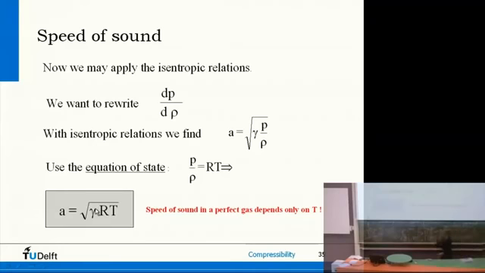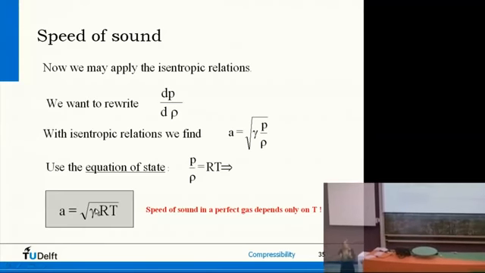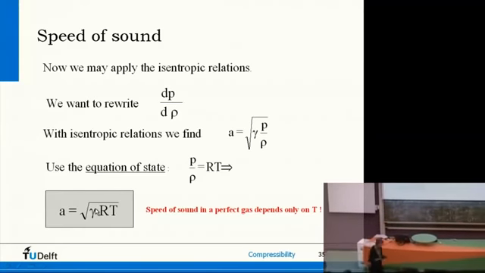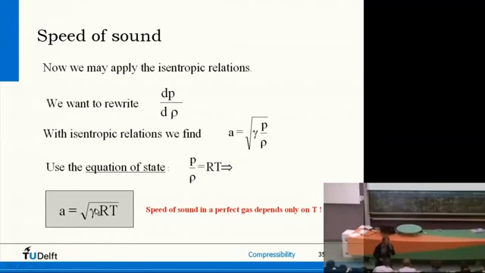Oh, sorry, yeah, A, thanks. So, A, doing all these manipulations, I found a very strong relation. A is square root of gamma RT. Gamma, ratio of specific heats, R, gas constant, T. So the speed of sound only depends on the temperature. But this means if I significantly change the temperature, my speed of sound changes, right?